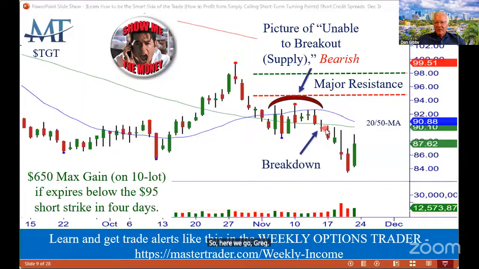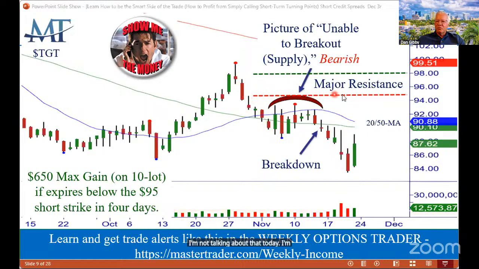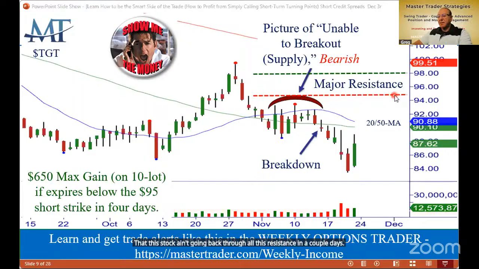Right here, and then a gap down. What's your technical? Let's see, I'm not even getting into the discussion today of directional. Should I have bought, is this a good enough pattern to buy a put? I'm not talking about that today. I'm talking about, look at this red line. So that's $95 call strike. What is your confidence level, Greg, on this gap down where the arrow is, that this stock ain't going back through all this resistance in a couple of days? Every credit spread I suggest or we do, I believe it's not going to go there.